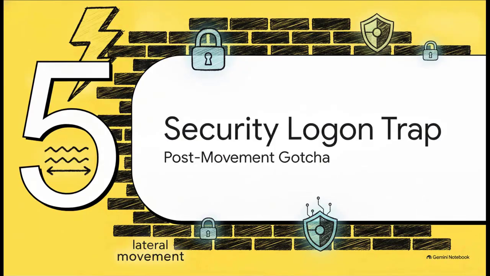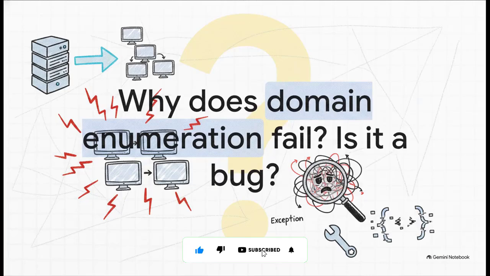All right, we're now entering the final stage of our digital heist. Section 5, the security logon trap, the post-movement gotcha. So picture this scenario. You've successfully moved laterally using WinRM. You're feeling pretty good about yourself. You're sitting on the new target, and you immediately run a domain enumeration tool, something like Get-DomainTrust, just to map out your next move.